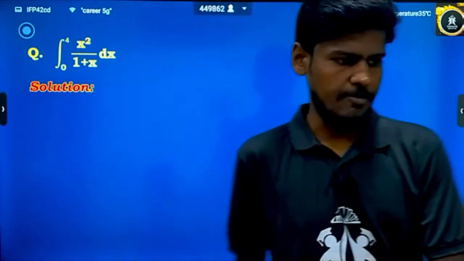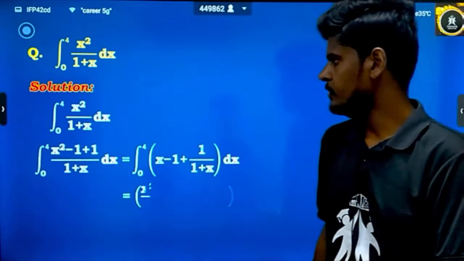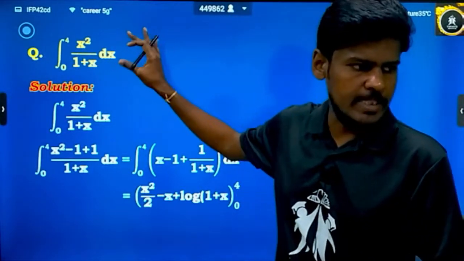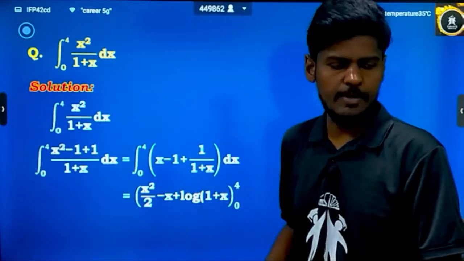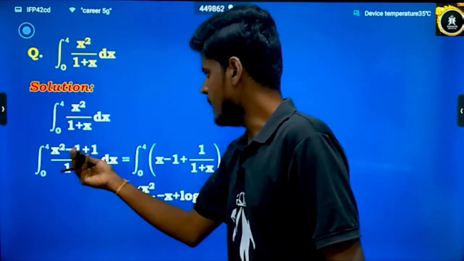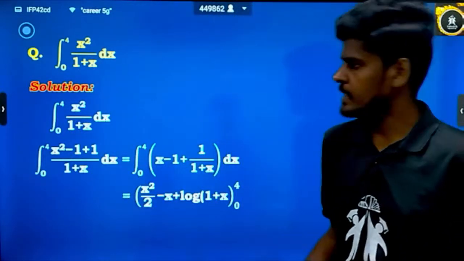Answer is 4 plus log 5. Let's see. What we need to do is try to manipulate the given expression so it gets converted into standard integral form. For that, we are going to add and subtract 1 in the numerator.